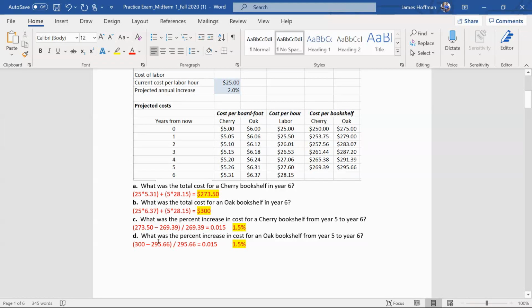Now the same thing for the oak. The same process, the change over the original. The year 6 value is 300. The year 5 value is 295.66. So the new value is 300, the old value from year 5 is 295.66, and then divided by the original of 295.66. That gives us about the same if you round decimals, 0.015, and that's again in percent terms roughly 1.5%.